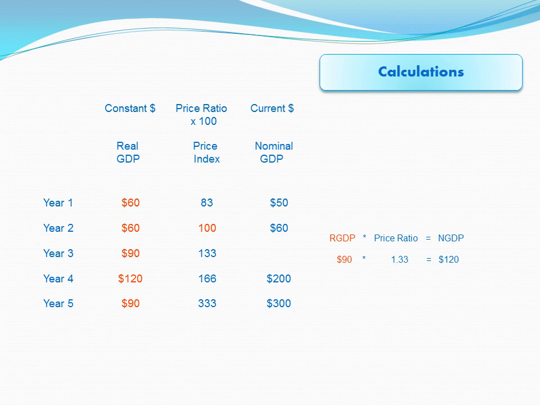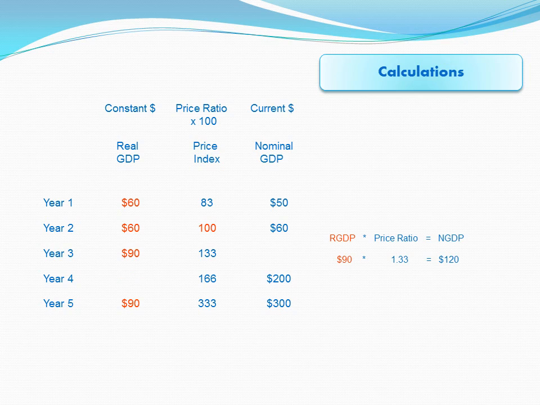In other words, we're going to take the prices that existed in year 2, which is 100% of themselves, and the 33% increase in prices between year 2 and year 3, and adjust real GDP upwards by these 33% to get nominal GDP of 120. So it's as simple as that. Real GDP times the price ratio is equal to nominal GDP. In other words, we've inflated GDP by the increase in the price index. So it's easy to calculate that.